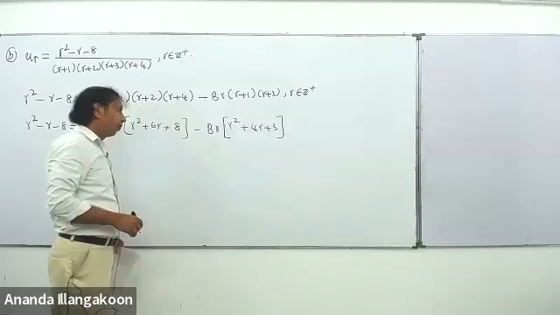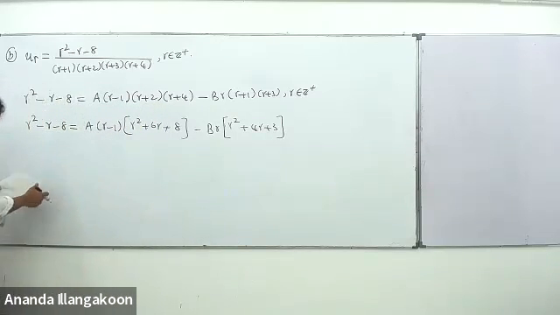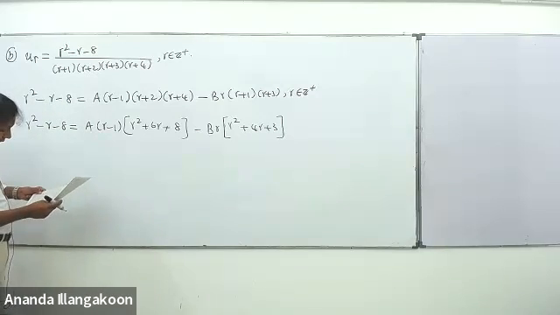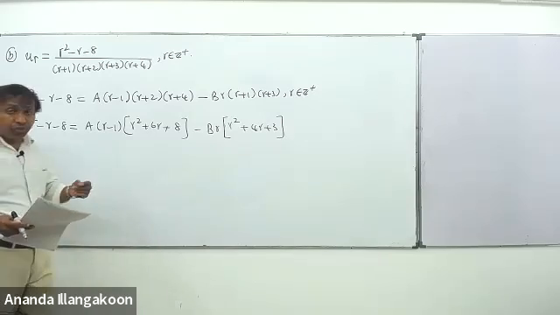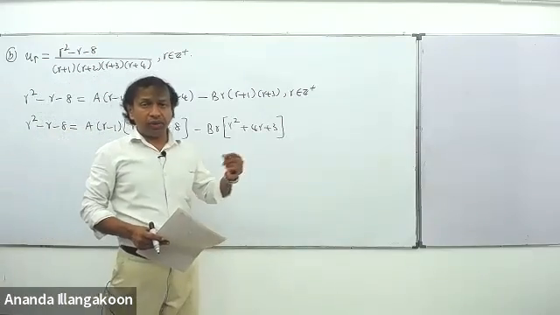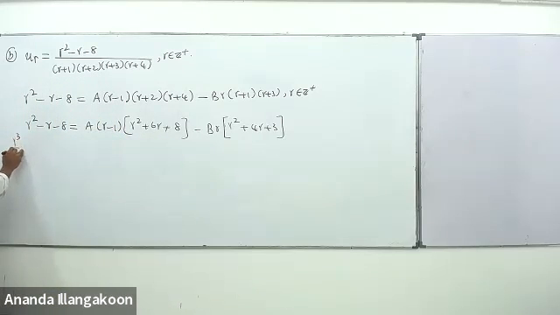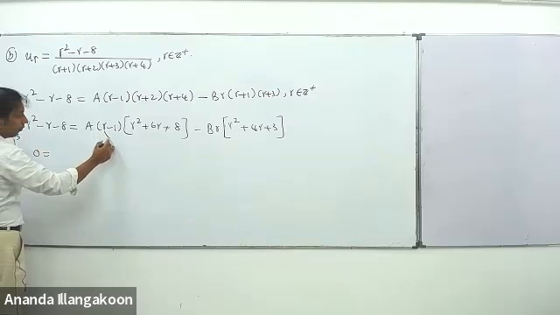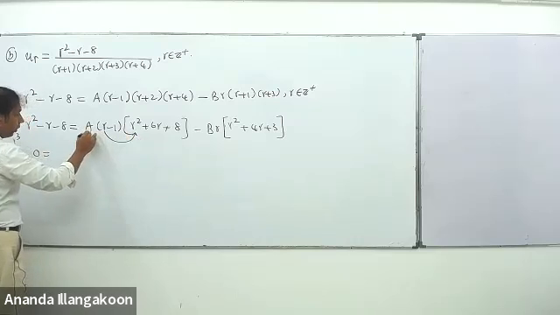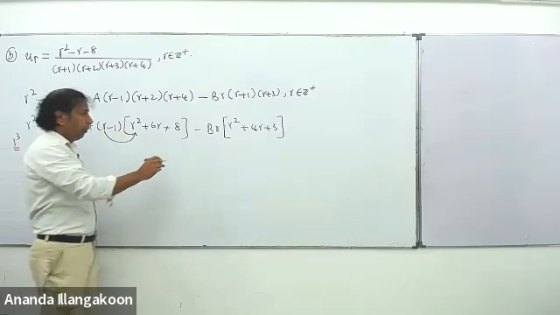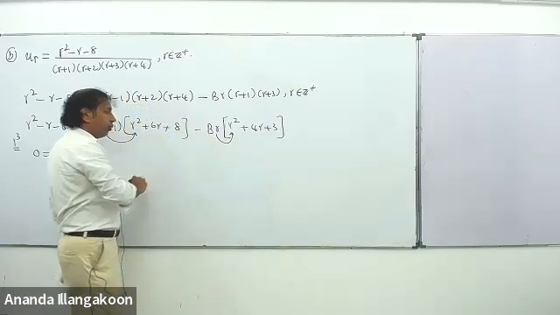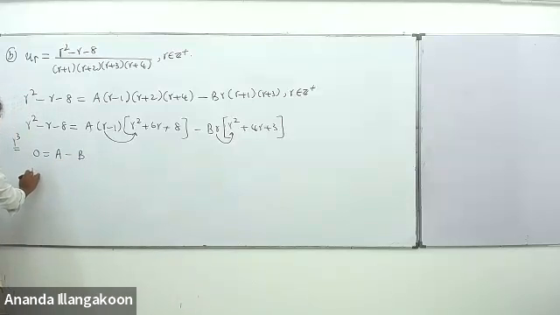Now, we are asked to equate the coefficients of R to the power n, where n takes 0, 1, 2, 3. That means R cubed, R squared, R, and R to the power 0. For R cubed, the left hand side doesn't have one. On the right hand side, R cubed comes in here with coefficient A, and here with coefficient minus B. Then A equals B.